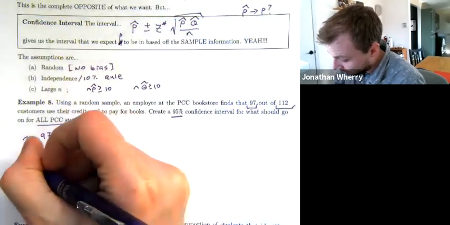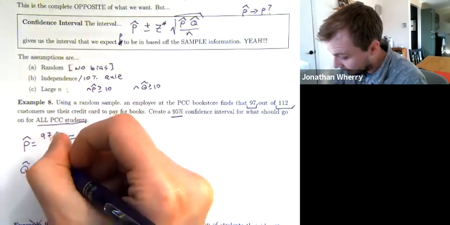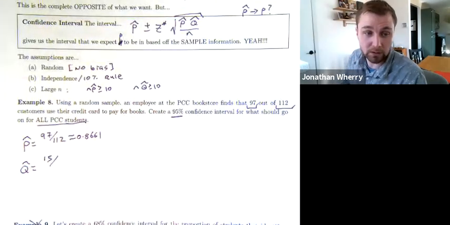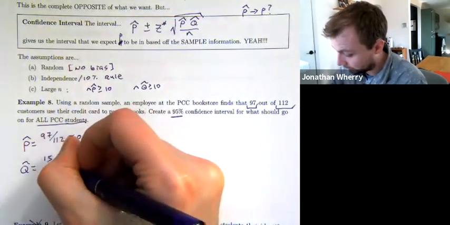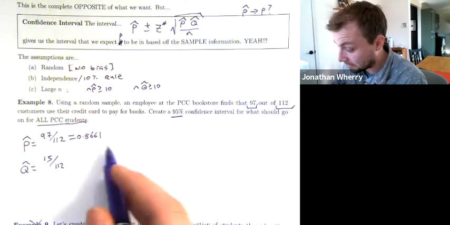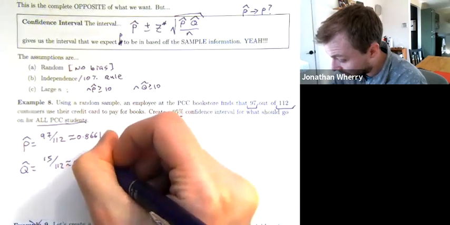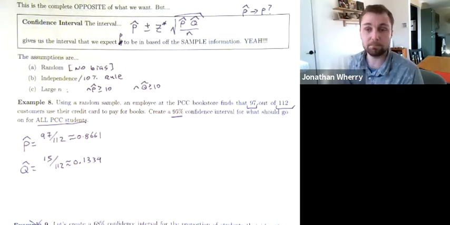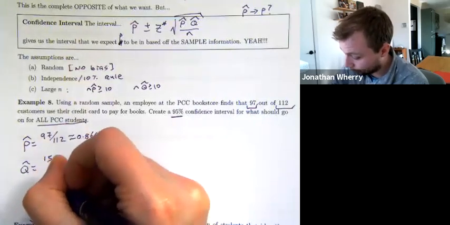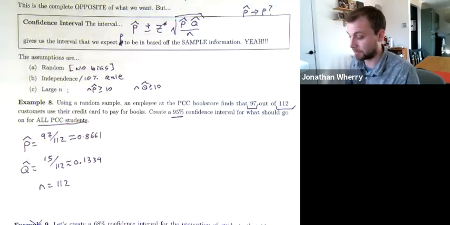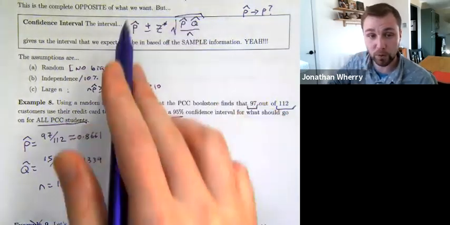This tells me that my failure, if I had 97 successes out of 112, then everything left over, 112 take away 97 is 15, things are failures. 86% of the time there's a success, so that means that 13.39% of the time there's a failure. They don't use a credit card. This was for 112 samples. I only need one more number and then I'm in the clear for just plugging things into this formula here.